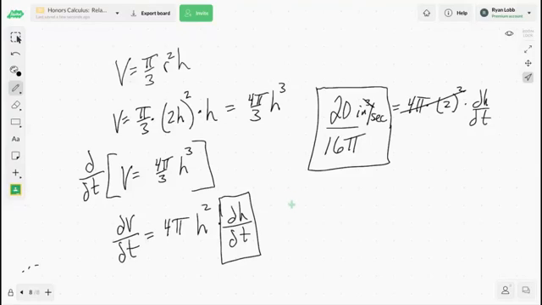All right. So there's a couple more examples. You've got to read through it, write stuff out, try to write neatly. And in the end, formalize your answer. dh dt equals 20 over 16 pi. And then it's inches per second, right? Done. Call it a day.